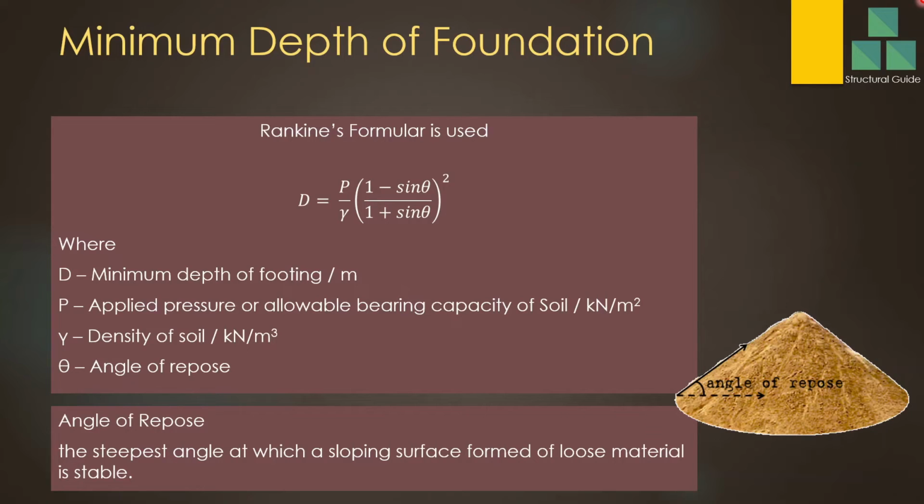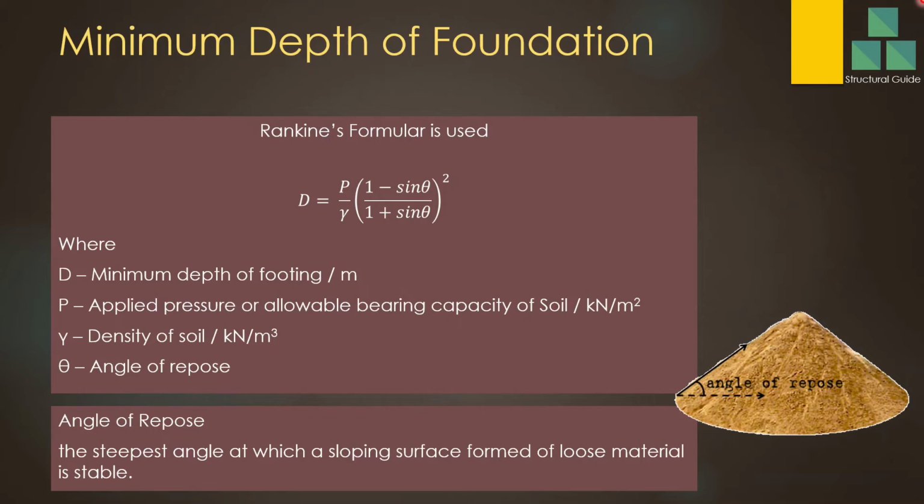D is the minimum depth of foundation in meters. P is the applied pressure or the allowable bearing capacity of soil, whichever is less, you may use for calculating the minimum depth. Gamma is the density of the soil, in kilonewtons per meter cube. Theta is the angle of repose. I think you know the other parameters, but what is this theta? What is the angle of repose?